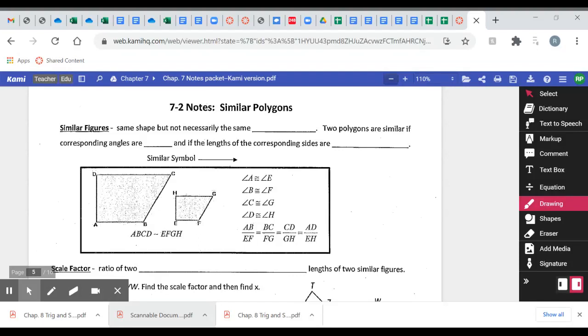Hi, welcome to Section 7.2 Notes on Similar Polygons. So similar figures are the same shape, but not necessarily the same size. And two polygons are similar if corresponding angles are congruent, and if the lengths of the corresponding sides are proportional.